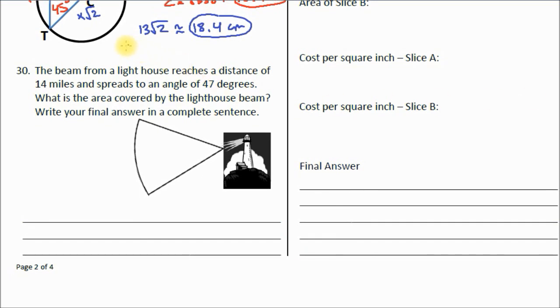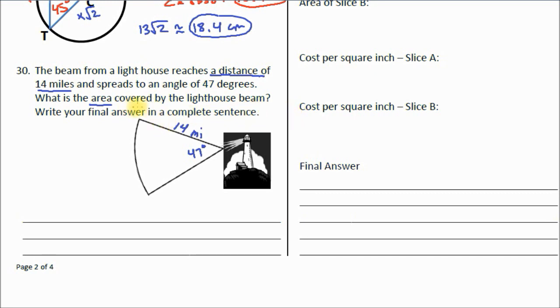Question number 30. The beam from a lighthouse reaches a distance of 14 miles. I know, class, when it says a distance of 14 miles, this measure right here is 14 miles because that's how far the light is traveling. And spreads to an angle of 47 degrees. That means these degrees are 47 degrees. That's our central angle. What is the area covered by the lighthouse beam? Write your final answer in a complete sentence.